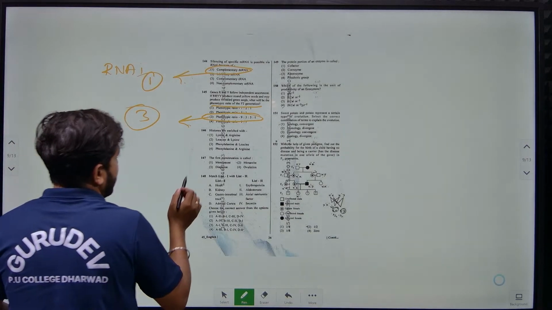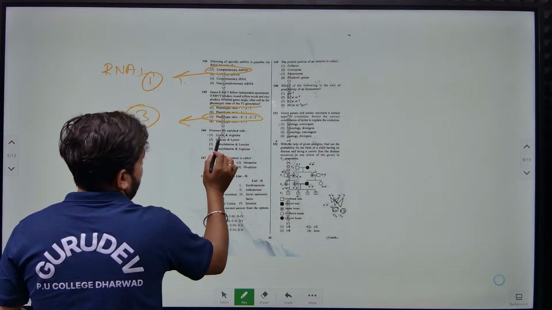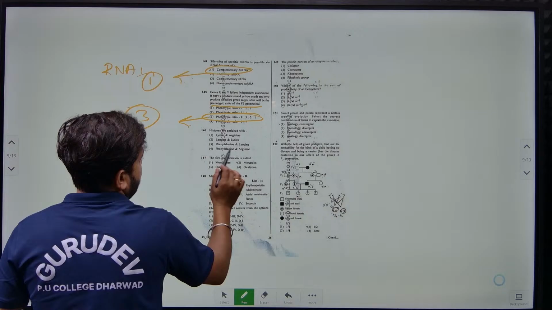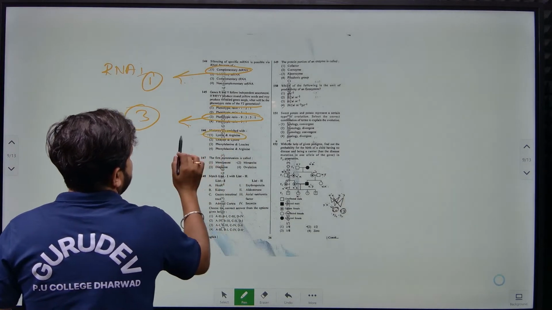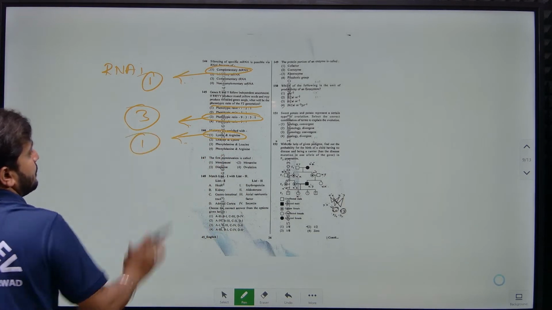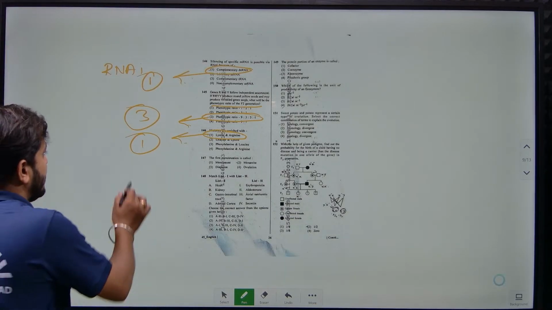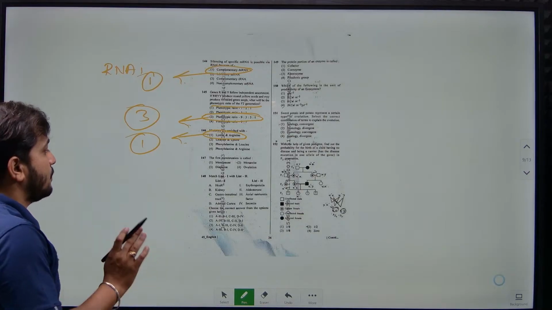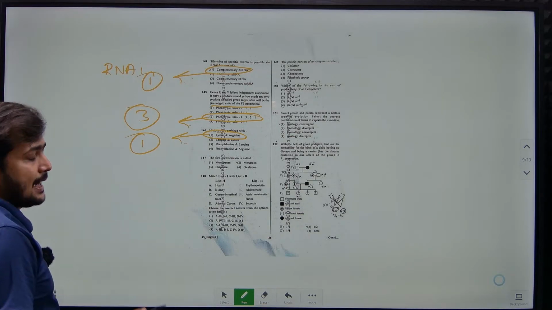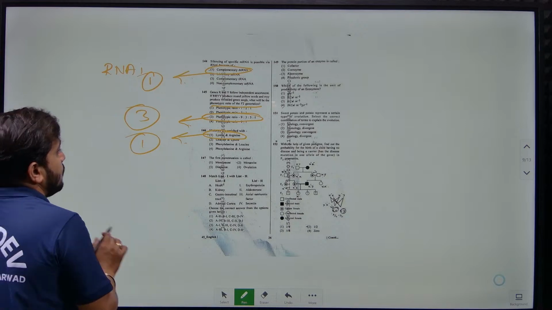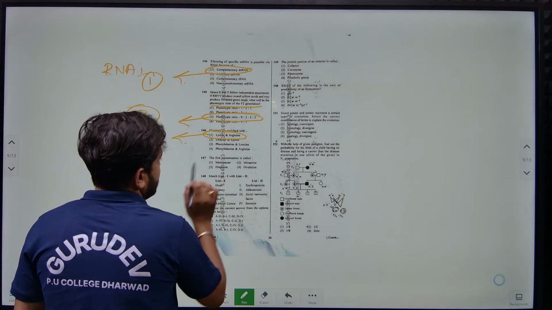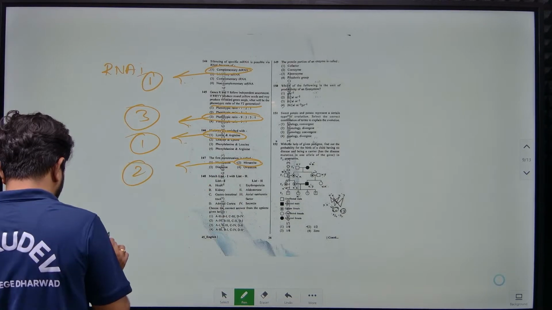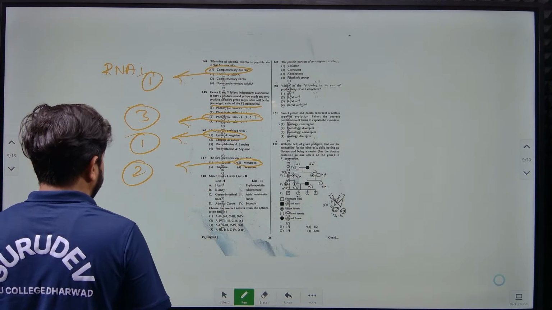So moving on to the next: histones are enriched with lysine and arginine, leucine and lysine, phenylalanine and leucine, or phenylalanine and arginine. Here lysine and arginine are components of histone, right? So they are majorly made up of, 60% of them are made up of, lysine and arginine as amino acids. So option 1 is correct. The first menstrual cycle is called menarche, right? That is, option 2 is correct, right?